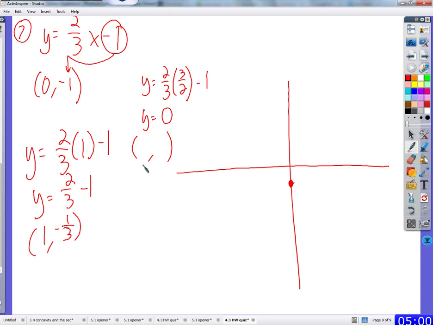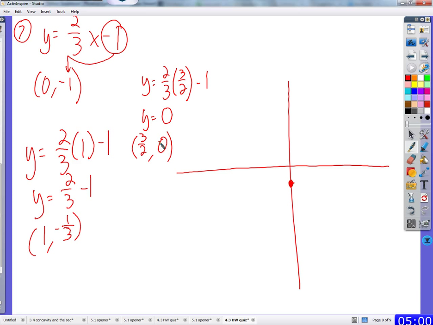1, 0. This number right here. Well, wouldn't it be a 1 because it turned into a 1? No. The number that you put right here is the number you put in for x. Oh, okay. So it would be 3/2. You put in 3/2, the reciprocal of 2/3, and got 0.